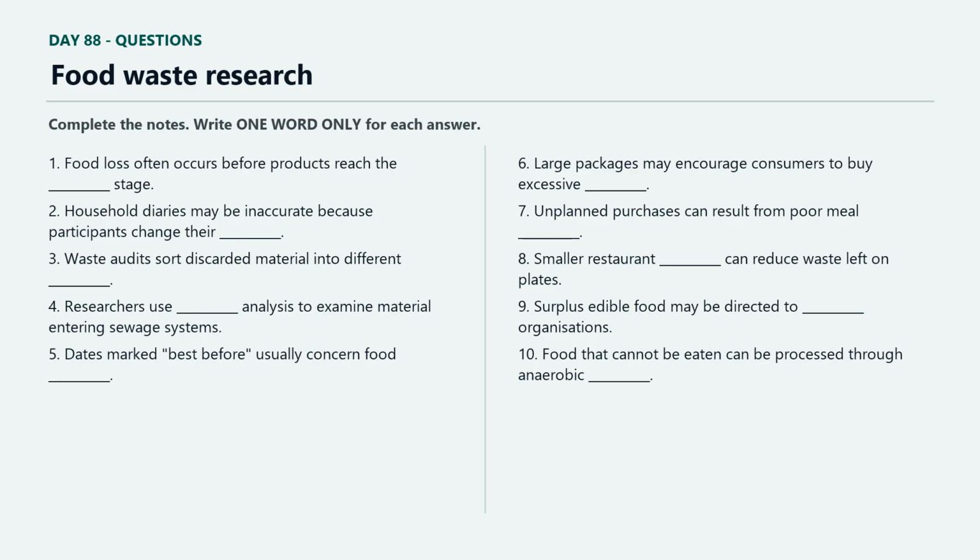Let us turn from measurement to causes. Date labels are a frequent source of confusion. A use-by date is generally placed on highly perishable food and concerns safety after the stated date. By contrast, a best-before date usually concerns quality, meaning flavor, texture, or appearance may gradually decline while the product may remain safe if stored correctly. Consumers who treat both labels as identical may discard food unnecessarily. Clear wording helps, but labels alone cannot compensate for poor refrigeration or damaged packaging.